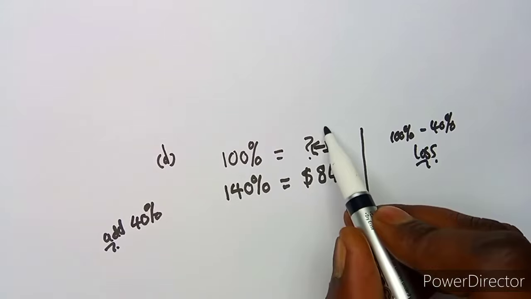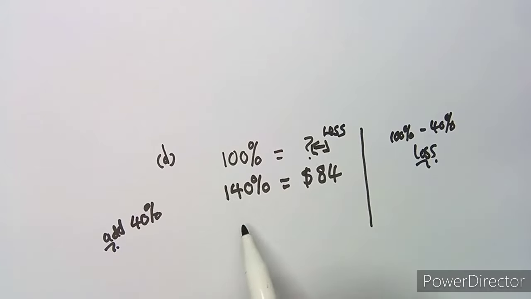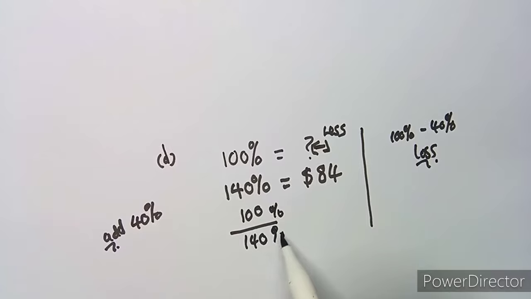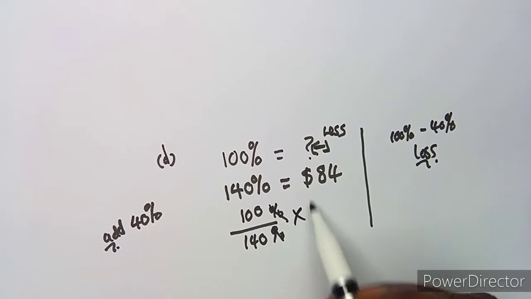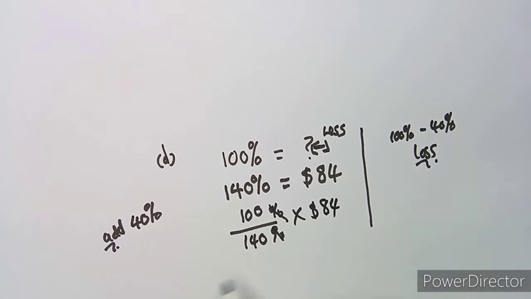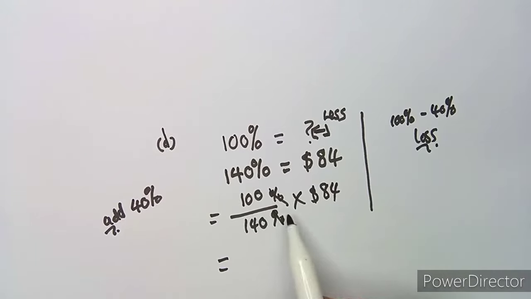So this is going to be less, as we know. The lesser part is the one that you're going to write on top, over 140. This is percentage and percentage, so definitely they will cancel. Then you multiply by $84. So that's it, guys. This is paper 2. The moment you do this, use your calculator. Don't find yourself now canceling these zeros. This is paper 2. Use your calculator straight. So this is going to give us $60.